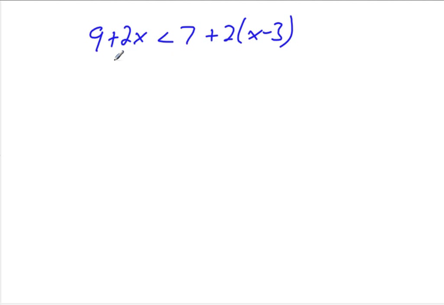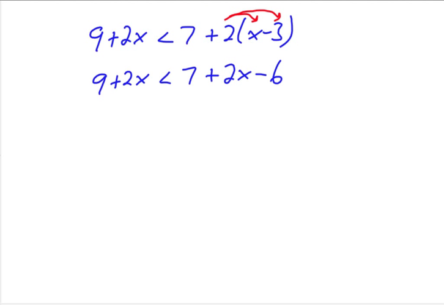So in this case, we want to combine our like terms, but we have a couple things going on. They're on different sides of the inequality, and also we have this parentheses. Before you combine any like terms, you need to distribute through those parentheses. So we're going to distribute that 2 first. So we end up with 9 plus 2x is less than 7 plus 2x minus 6.